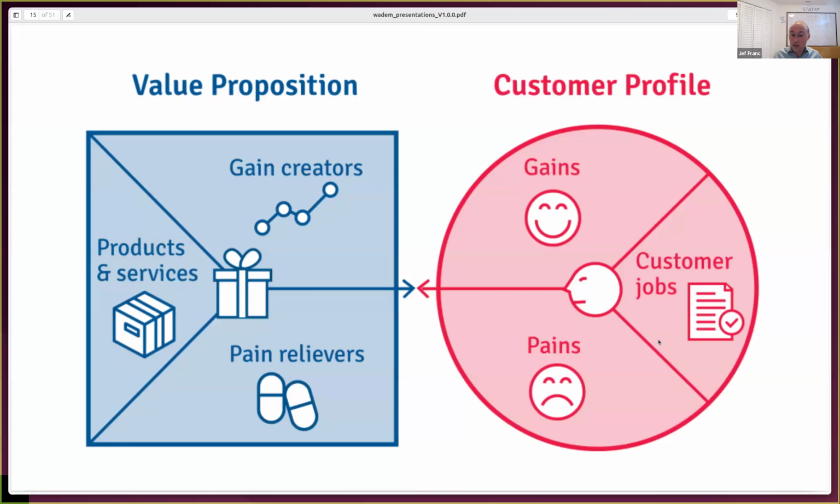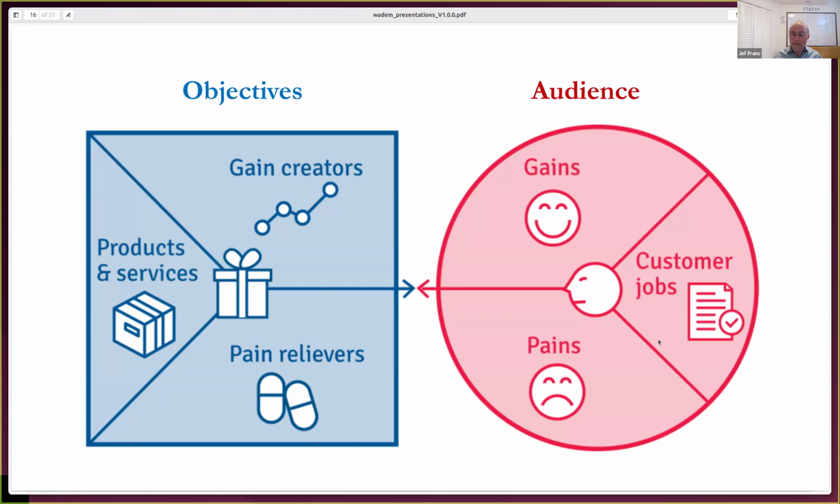If Uber for Cats is your startup, your value proposition is, what do I provide? Transportation for cats. And my customer, what are their jobs? Their jobs are moving their cats around, and the gain is that cats are happy, and the pain reliever is that they don't have to drive them. Okay. The focus on this is to make sure that just because I have a product doesn't necessarily mean that anybody wants it. Okay. And I use the same thing for my objectives and the audience.